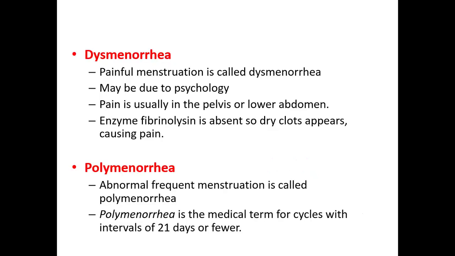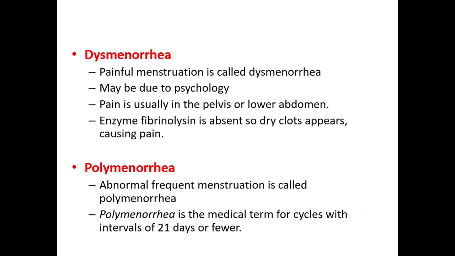What is dysmenorrhea? Dysmenorrhea means any type of pain during menstruation, specifically in the pelvic area. This condition, the discomfort during menstruation, is known as dysmenorrhea. There are many causes of dysmenorrhea. They may be pathological, and they may be psychological as well. Usually the site of the pain in dysmenorrhea is in the pelvis, but it may also be present in the lower parts of the abdomen.